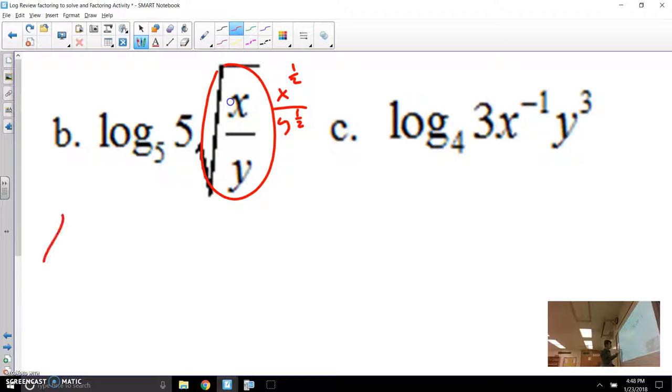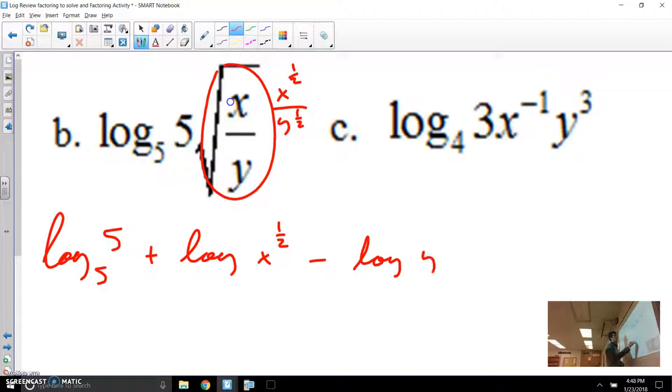So I have log base 5 of 5. And I want that to be a positive out front because it's currently multiplying. So it's going to be multiplying against this log of x to the 1/2. And then you're subtracting, because technically you're dividing by this other log of y to the 1/2.